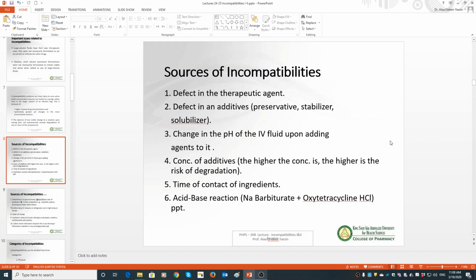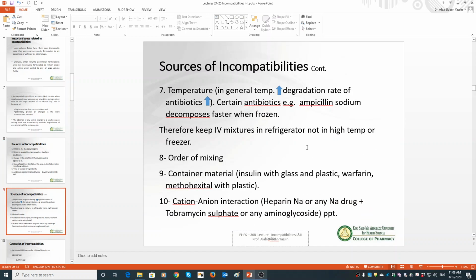So if you have two drugs, one acidic and one alkaline or basic, the chance is high for incompatibility. Also the temperature. Temperature always catalyzes reactions, so the impact of temperature should be minimized.